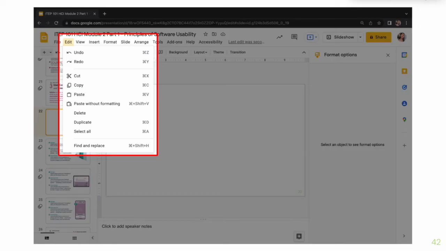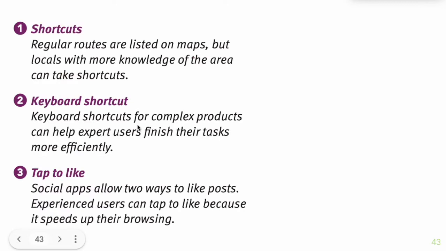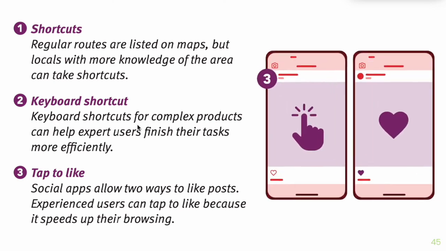So you have here an example in the Google Slides. Shortcuts are available, such as for the undo, it is Command Z, or Control Z for Windows. Some of the real-world examples for this heuristic are the keyboard shortcuts and the tap to like. So instead of choosing options, you just have to tap it to like, just like in Instagram. Okay. So here, shortcuts, the keyboard shortcuts, and the tap to like.